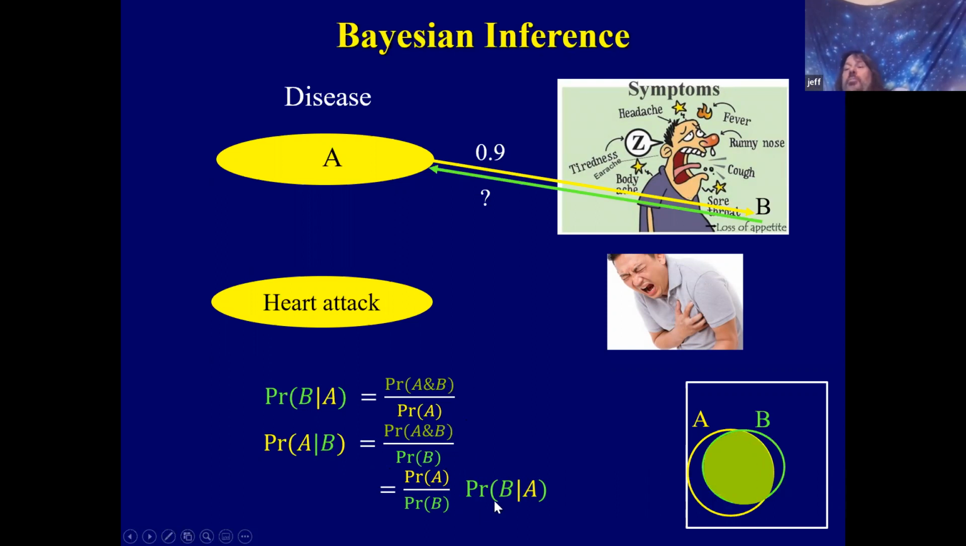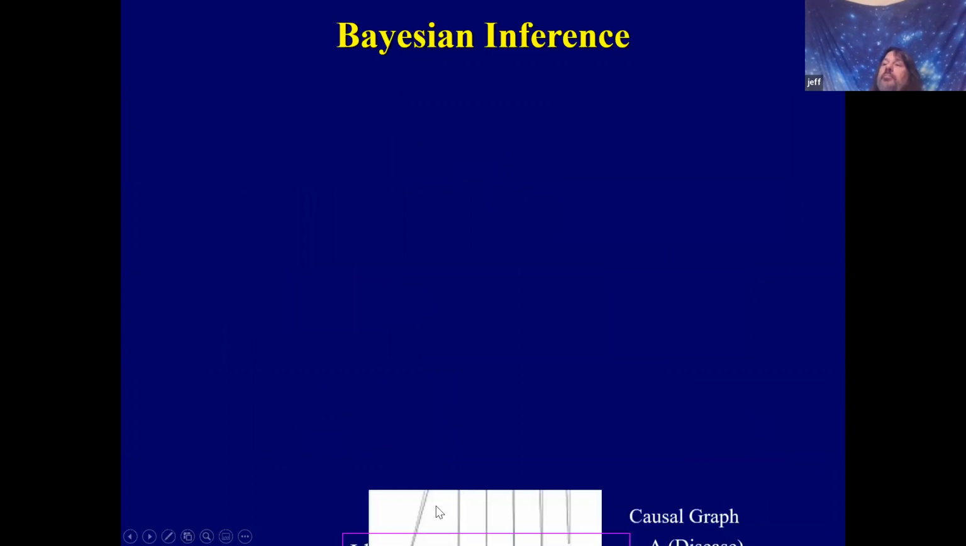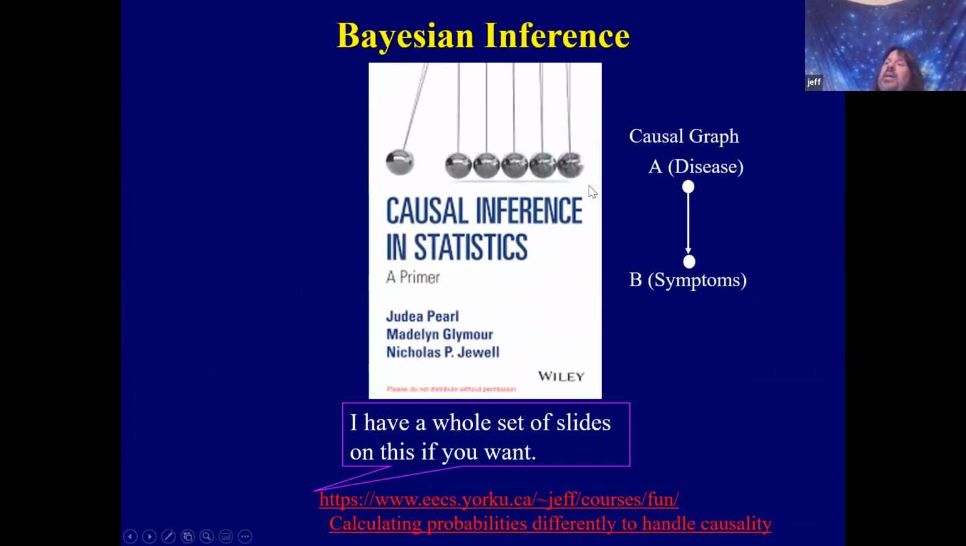What's this one? This is the probability, knowing that you have a cold, that you have a sore throat, and we're turning it around to: if you know you have a sore throat, what's the probability that you have a cold? And the parts that are unknown here are called prior information. You have to know ahead of time the probability that you have a cold and the probability that you have a sore throat.